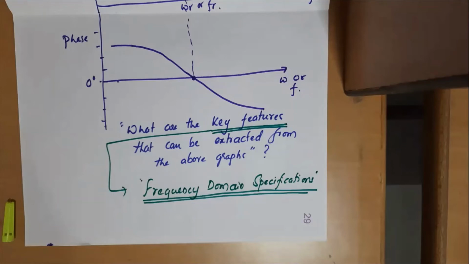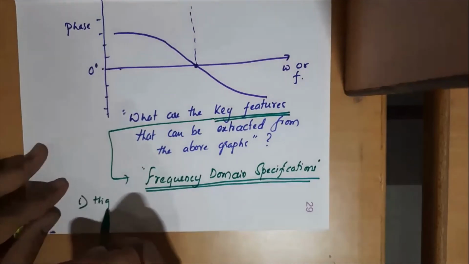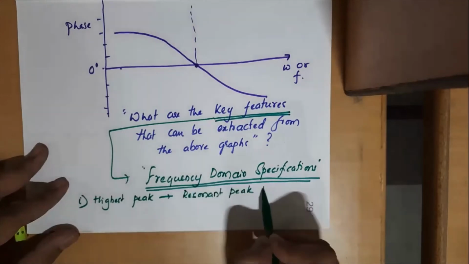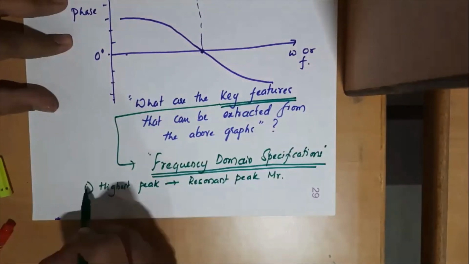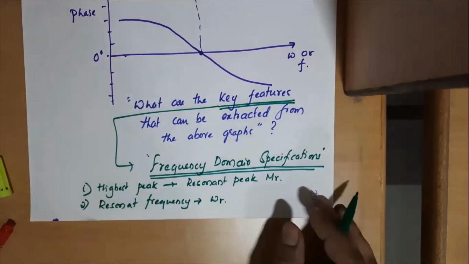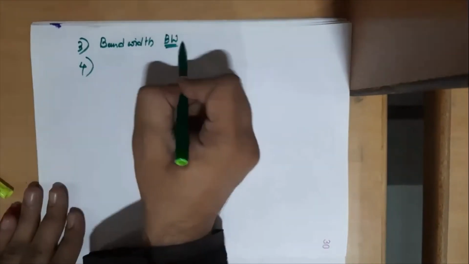One key feature is the highest peak. The highest peak is a specification we want to know. The technical term for that is resonant peak. The symbol is MR. This is MR that everyone wants to know, the designer wants to know. And the resonant frequency is also a key feature that the customer will give us, and you have to design for that. So there are two more additional features. First one is bandwidth, and the last one is cutoff rate.